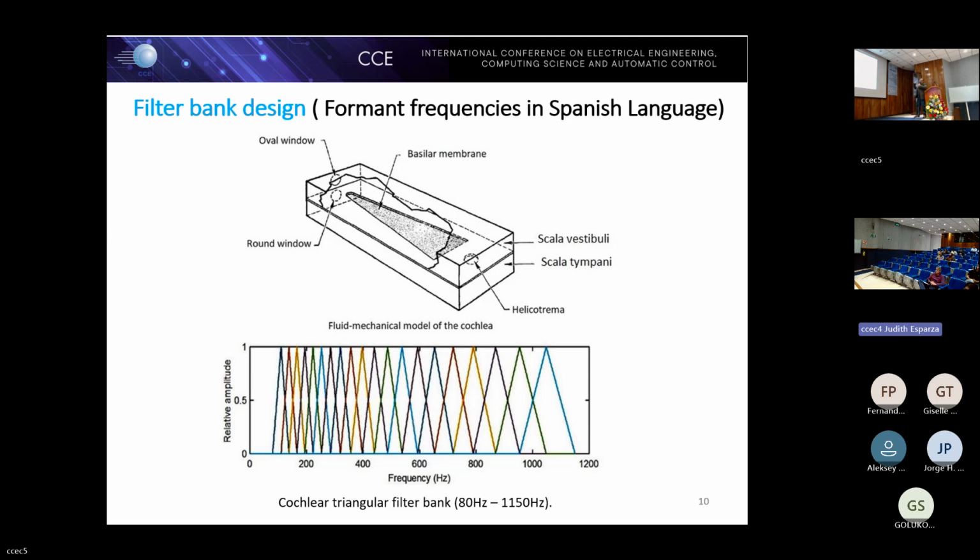But I asked a very interesting question: how is the best interval of frequency to construct the filter bank? When I use the Spanish language for my tests and experiments, I use the specific frequency of the formants that are generated by the speech system. This corresponds to these frequencies, this interval of frequency. The low frequency is 80 hertz, and the high frequency is 1150 hertz. The next, please.